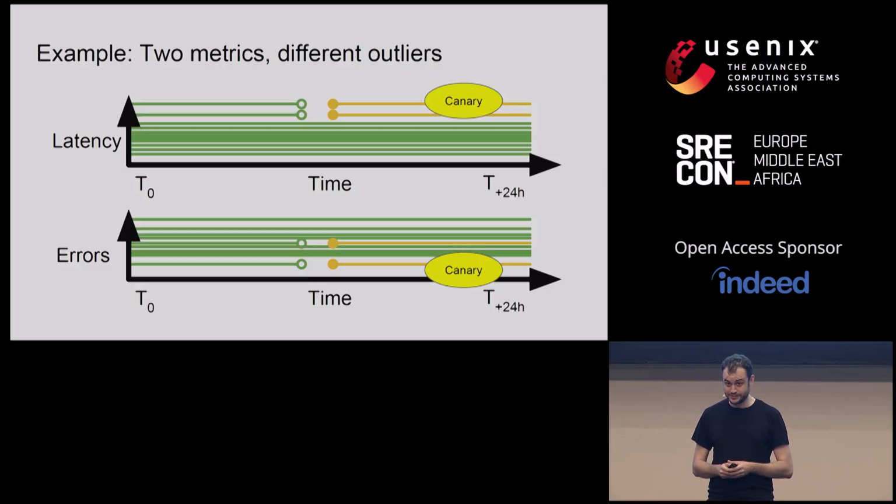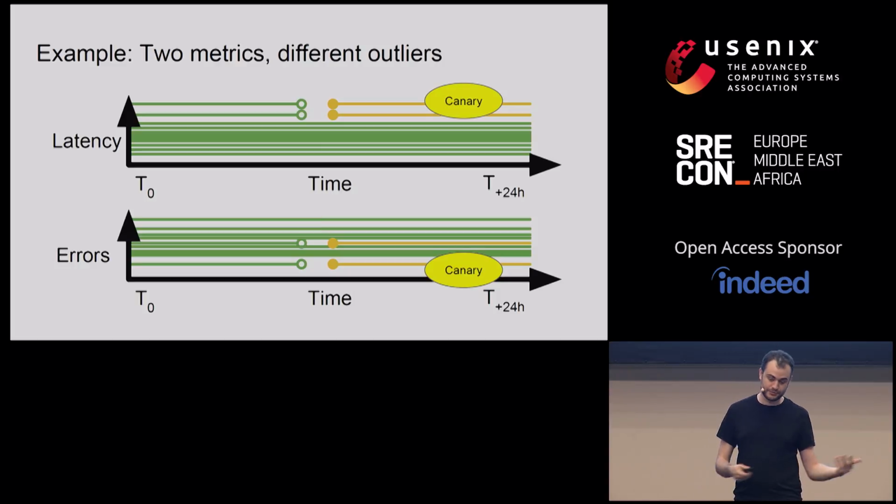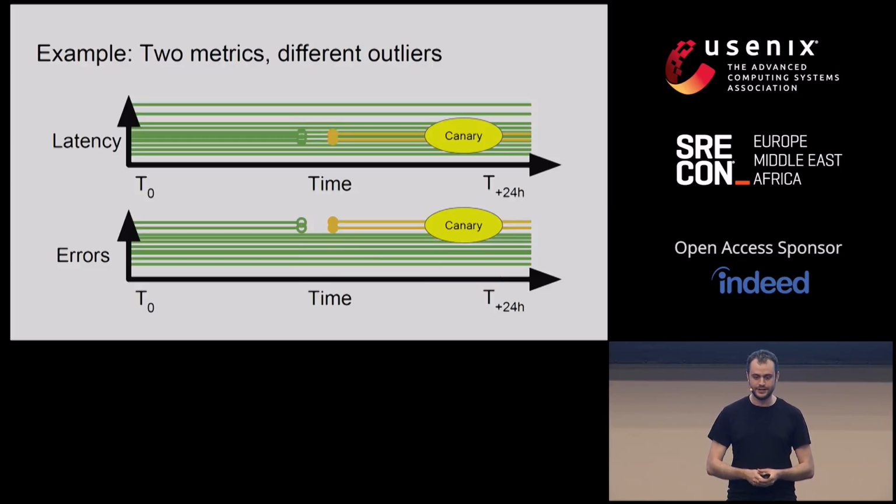To make matters even worse, 2 metrics can have different outliers. In these 2 graphs, we have latency and errors. In case of latency, we have chosen the first 2 tasks, and those were the outliers. But for errors, they were not really. They were kind of somewhere in the pack. OK, so I really don't want this. I want something that's really in the middle of the pack for latency. Great. I have chosen my new canary, and now I have errors outliers.